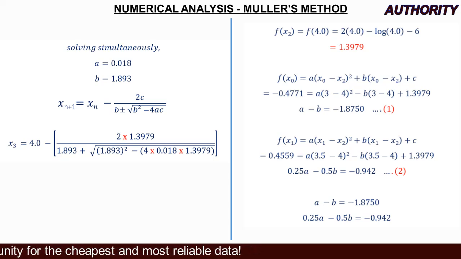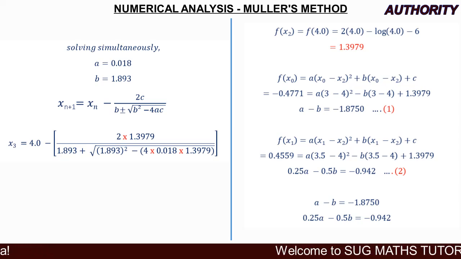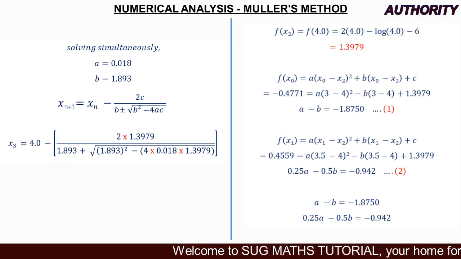Now look at it. Let's go. We have x3 is equal to, our x2 is what? 4.0. Then we have minus, we open bracket, 2 times c. What is c? c is 1.3979. So we have 2 times 1.3979 all over. The next one we have b. b is 1.893.